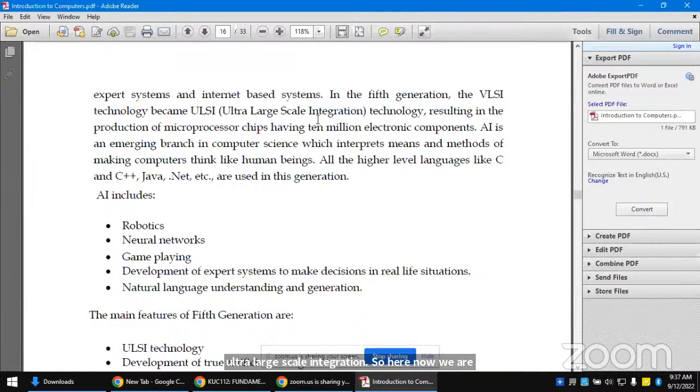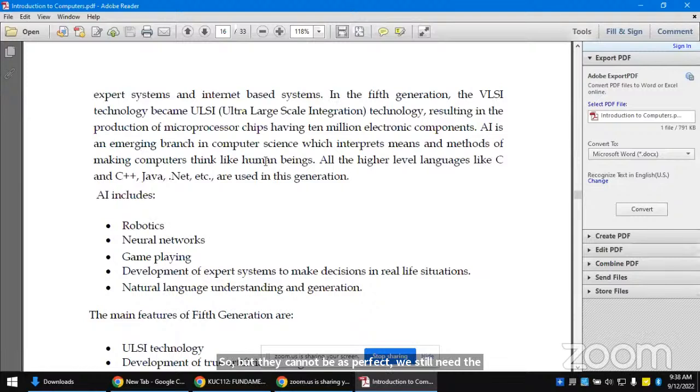From VLSI, now we're talking about ultra large-scale integration technology, resulting in the production of microprocessor chips having 10 million electronic components. AI is an emerging branch in computer science which interprets means and methods of making computers think like human beings. Because of ultra large scale integration, we are able to develop machines that can mimic the working of the human brain and work like a human being. But they cannot be perfect. We still need human beings to instruct them.